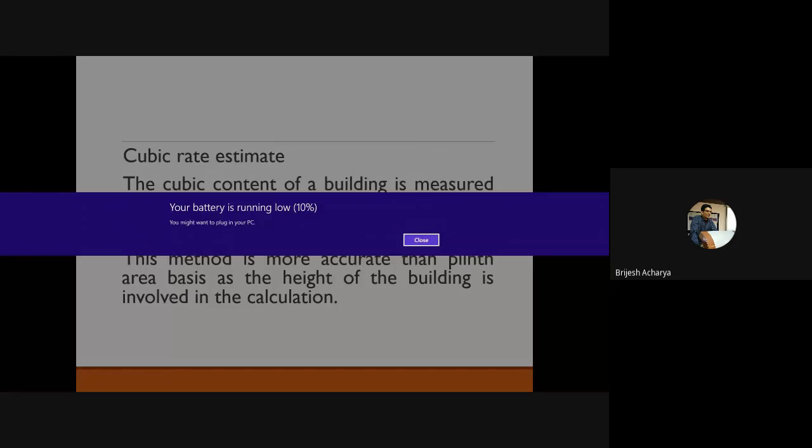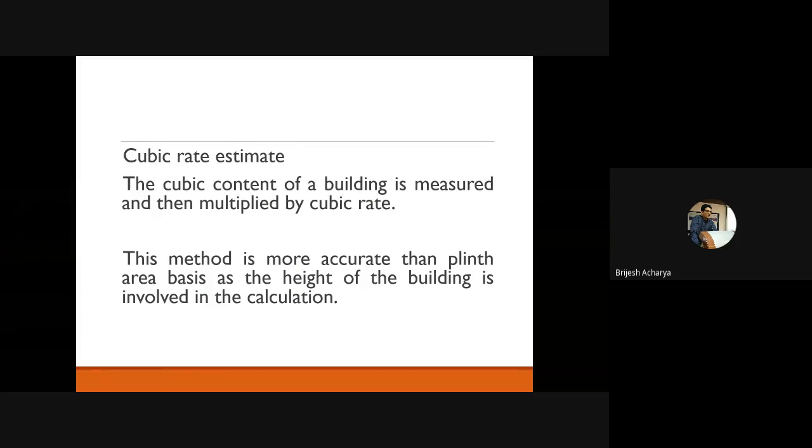Just excuse me, my battery is low. Within 1 minute I will attach the charger to it. 1 minute please.